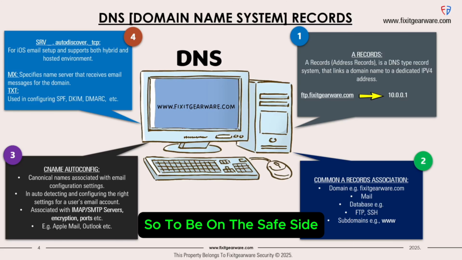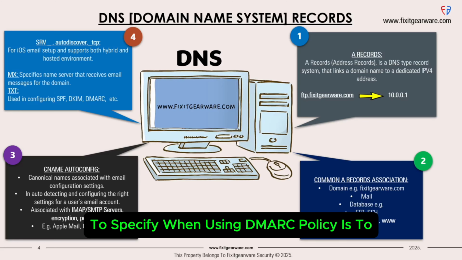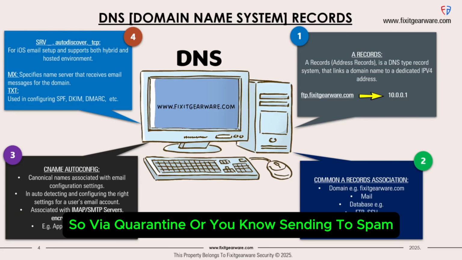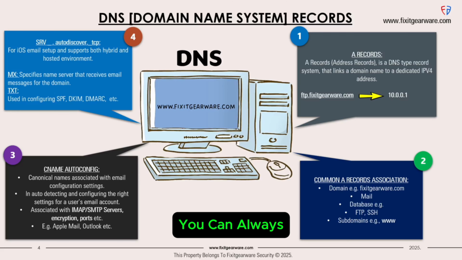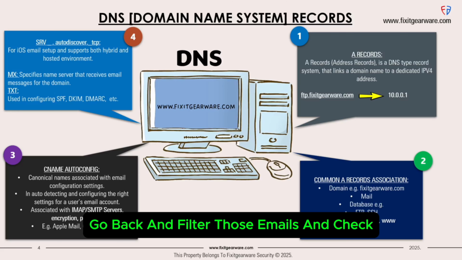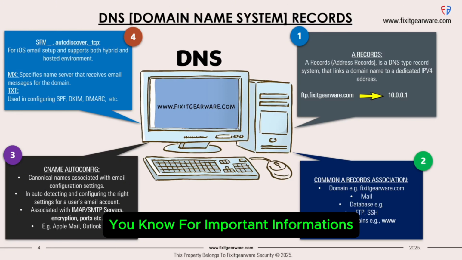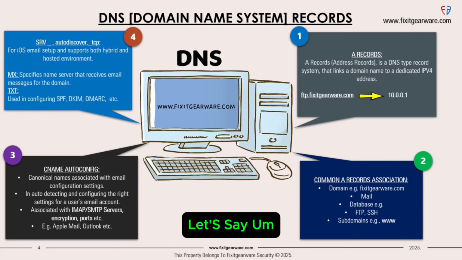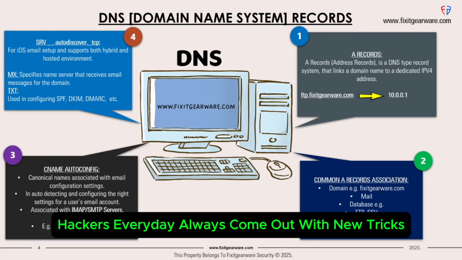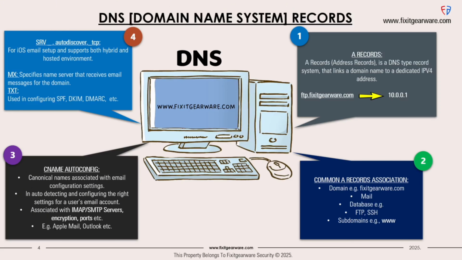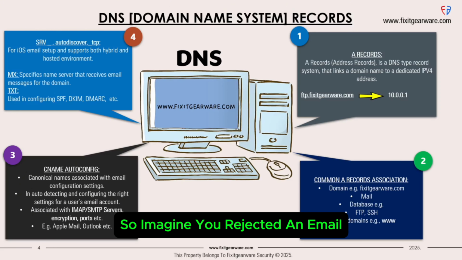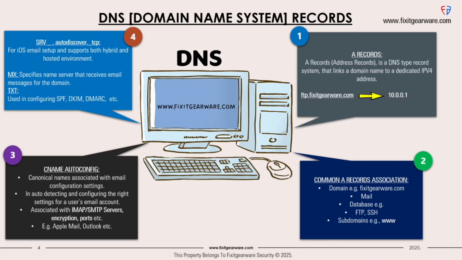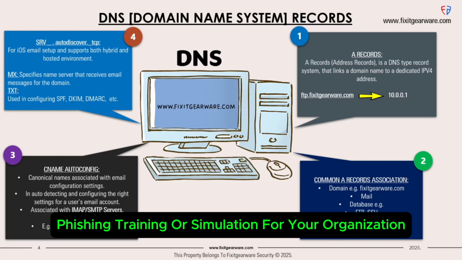So to be on the safe side, the safest rule to specify when using the DMARC policy is to quarantine the email. Via quarantine, or sending to spam, you can always go back and filter those emails and check for important information. It is also good to quarantine emails in the sense that hackers every day come out with new tricks on social engineering, right? So imagine you rejected an email. That means you cannot find information on how to prepare the next phishing training or simulation for your organization, right?